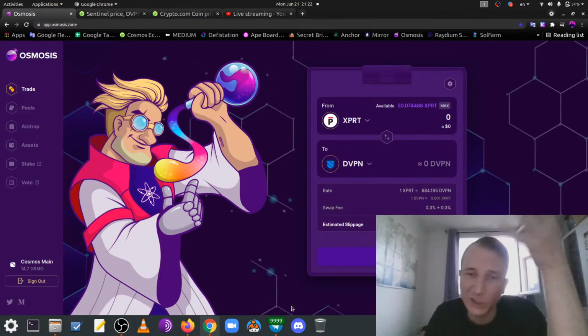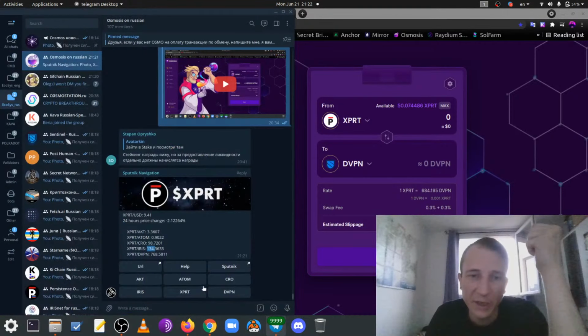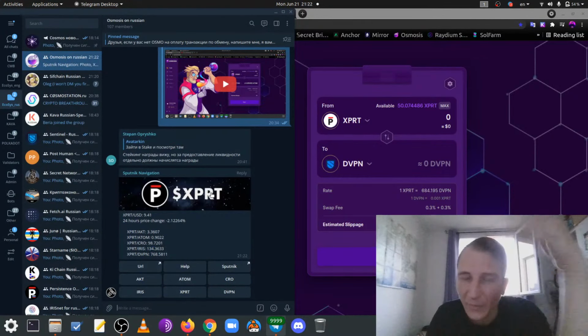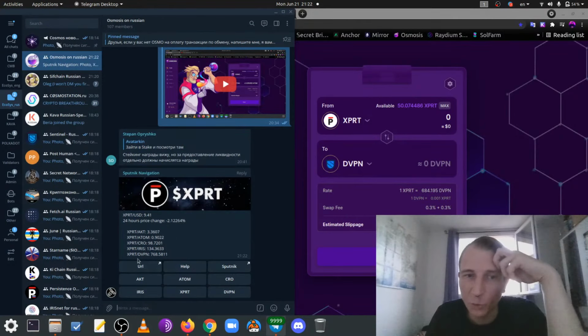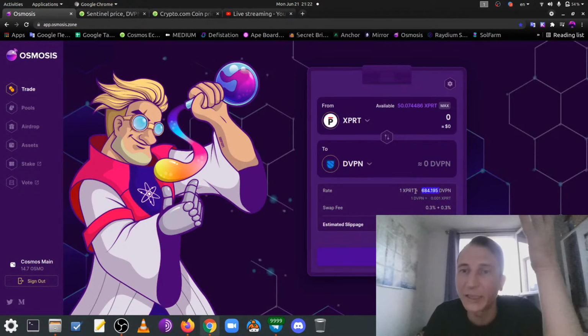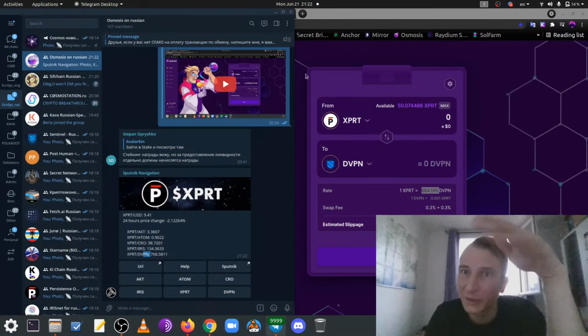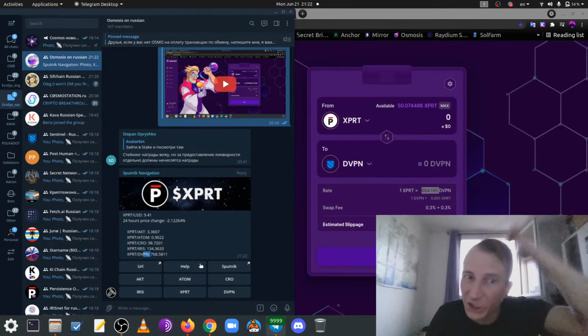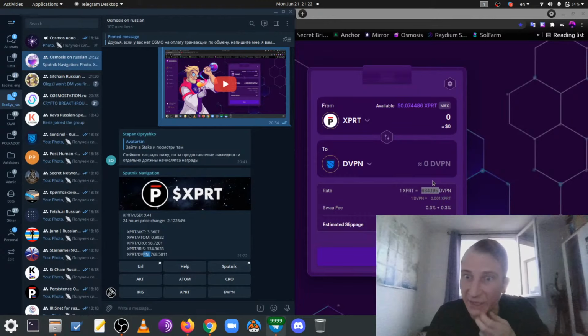But why? Because we cannot really find another place with a lot of DVPN. Here we can see that on the common market we can get for the price of one XPRT 768 DVPN, and here only 684 DVPN. It means that we can buy one XPRT at this price and sell it somewhere else on other exchanges and get more DVPN than we had before, but there's no deposit and withdraw at the exchange, so it will not work.